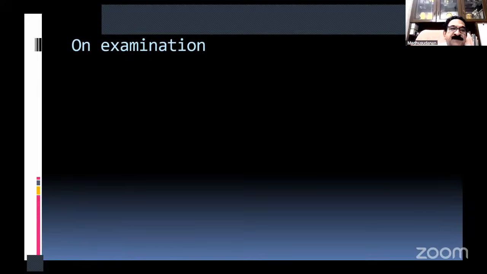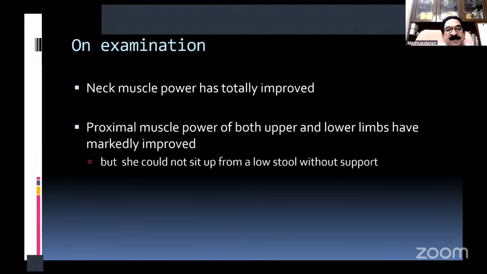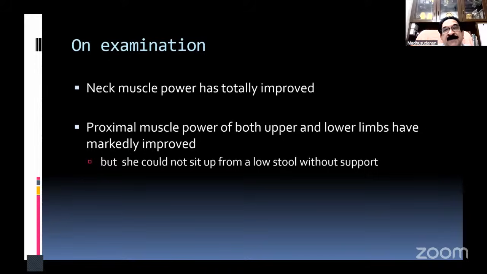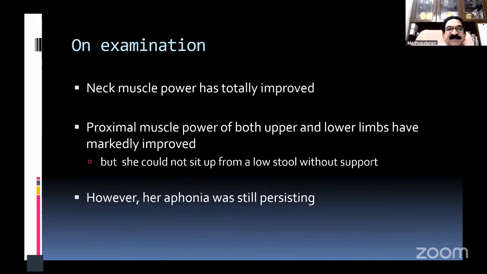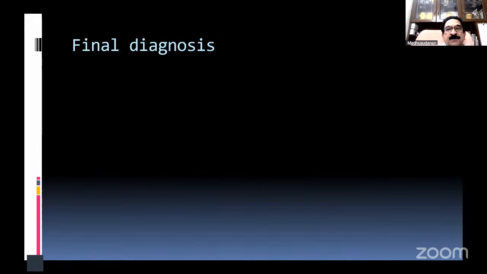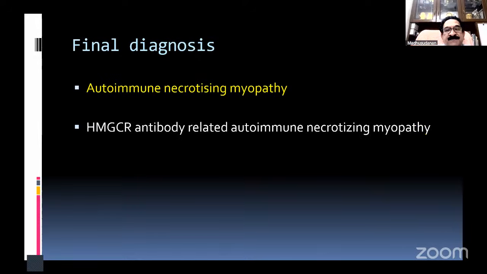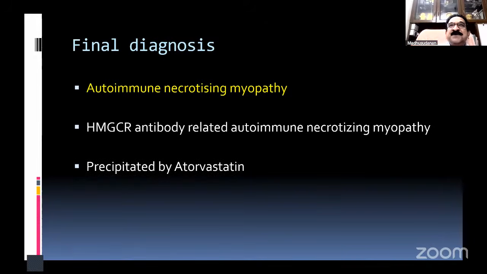Neck muscle power is totally improved. Muscle power in the upper limb was also markedly improved, but she could not sit from a low stool without support. Other things have improved. However, aphonia was still persisting. So HMGCR antibody-related autoimmune necrotizing myopathy precipitated a better result. So that's the story of the patient. The patient presented with aphonia, and it was due to our culprit, atorvastatin.